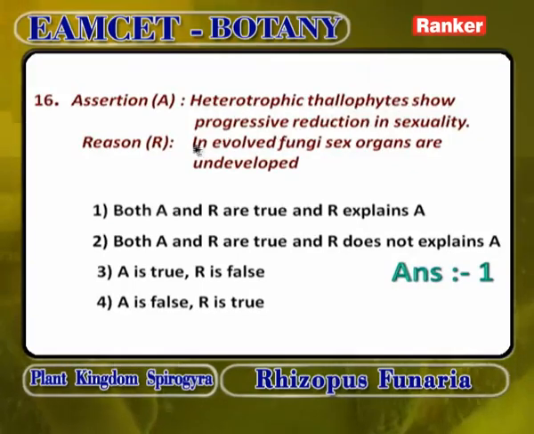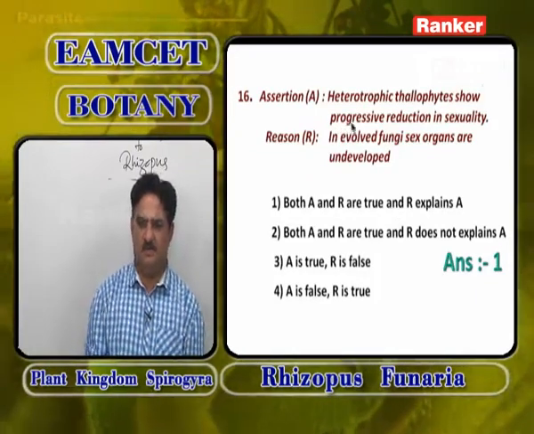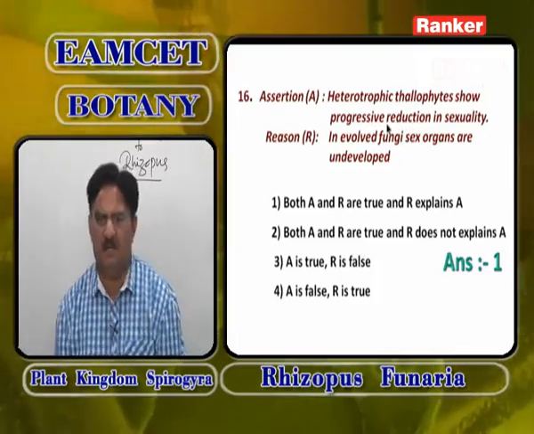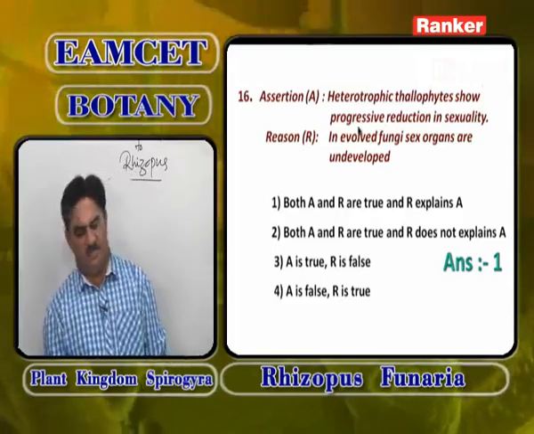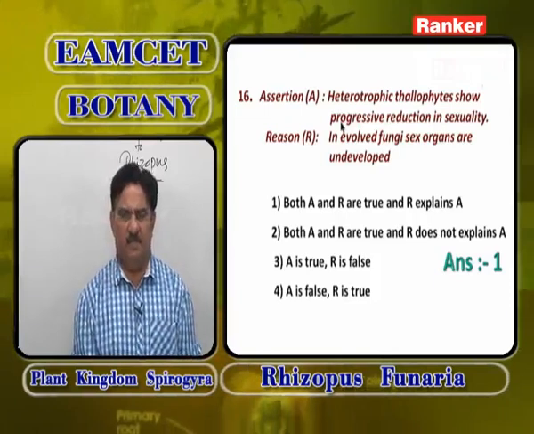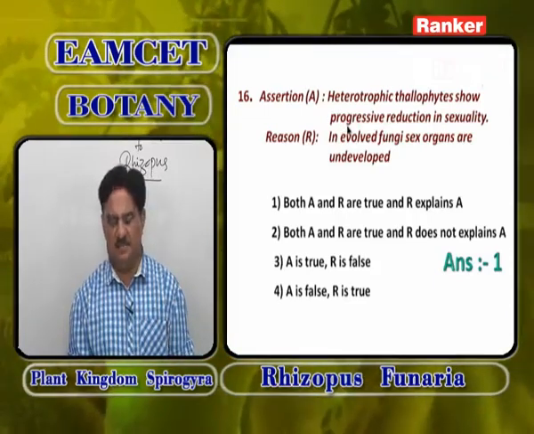Heterotrophic thallophytes show progressive reduction in sexuality. Heterotrophic thallophytes means fungi. They definitely show progressive reduction in sexuality. Progressive evolution in sexuality is found in algae, autotrophic thallophytes. Lower group of plants have low sexual reproduction, higher group of plants have advanced sexual reproduction. Whereas in the case of fungi, lower group of plants have much sexual reproduction, higher group of plants do not have. For example, last class in fungi, that is Deuteromycetes, they are also called fungi imperfecti because sexual reproduction is absent. So heterotrophic thallophytes show progressive reduction in sexuality is correct.